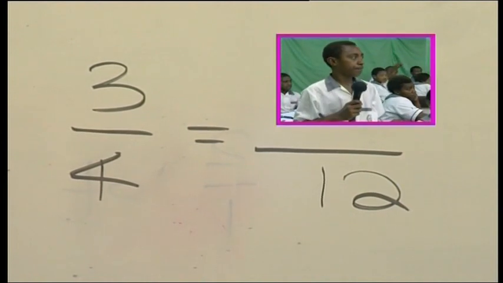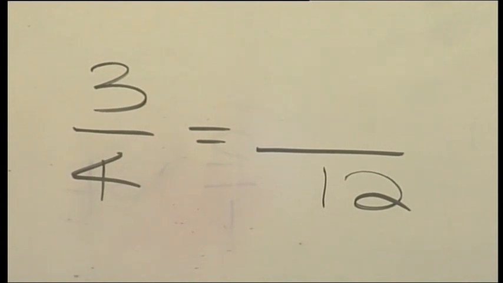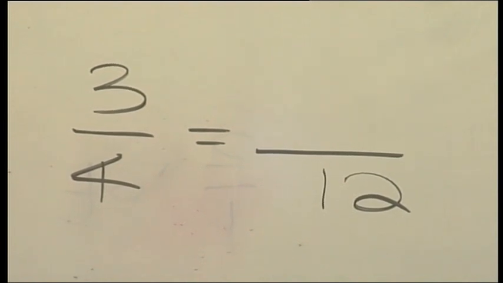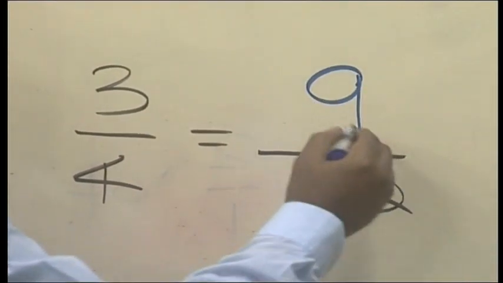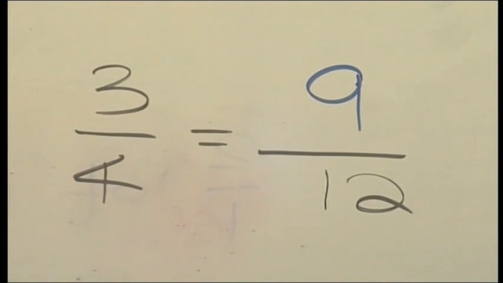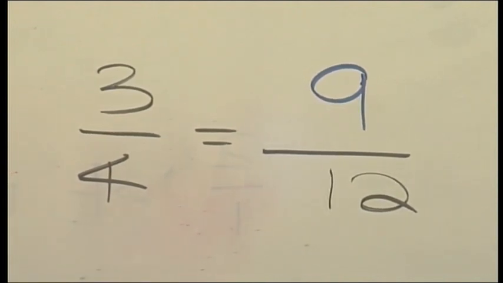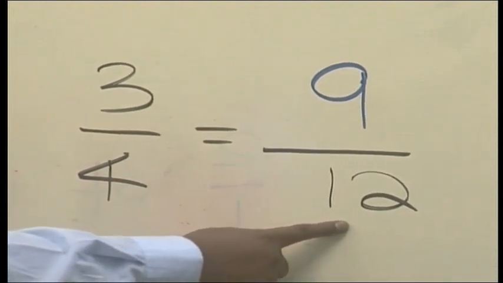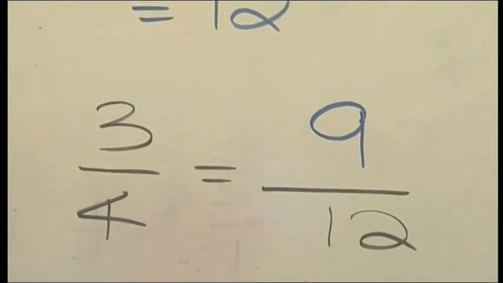9. Joshua says 9. Class, do you agree with him? Yes. So if you agree with him, then is the clue clear here now? We know that our lowest common denominator is 12. So how did it happen to be 12?